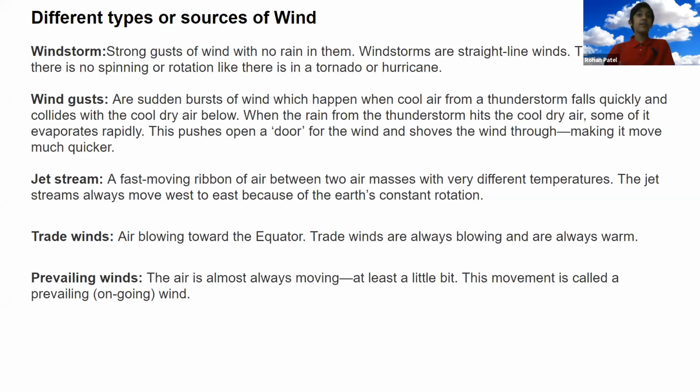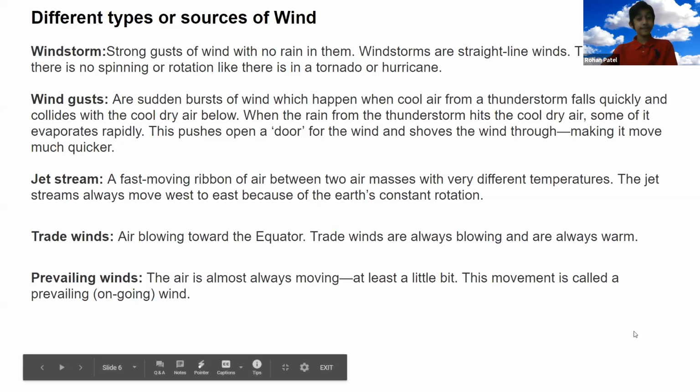A jet stream is a fast-moving ribbon of air between two air masses with very different temperatures. The jet streams are always moving from west to east because of the Earth's constant rotation. We have trade winds, which are air blowing towards the equator. Trade winds are always blowing and are always warm. Now we have prevailing winds. The air is almost always moving, at least a little bit. This movement is called a prevailing wind, which prevailing means ongoing.